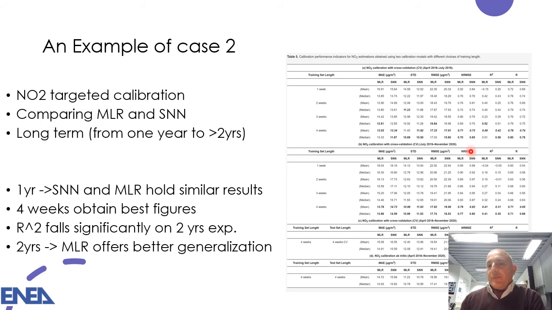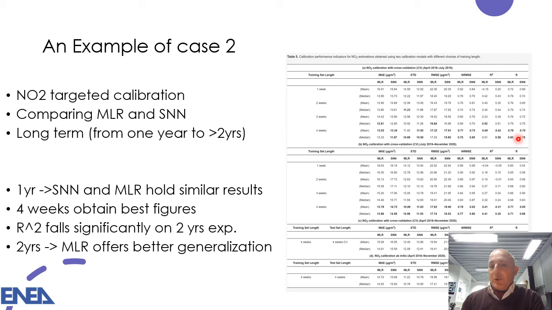So what are we talking about in terms of R-squared? We are talking about the range between 0.49 and 0.5, which is a lower score with respect to the one that we have seen before, ranging from 0.7 to 0.9 in 3 weeks, but we are talking about 1 year of actual field deployment.